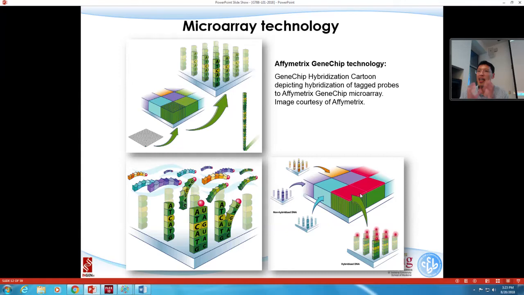And then with the camera, you will be able to see, okay, this part expressed a lot because I detect a huge amount of signal. Whereas this part, I didn't detect anything because that particular gene did not express at all. And some other places may have a different level of hybridization, depending on how much that particular gene is transcribed.